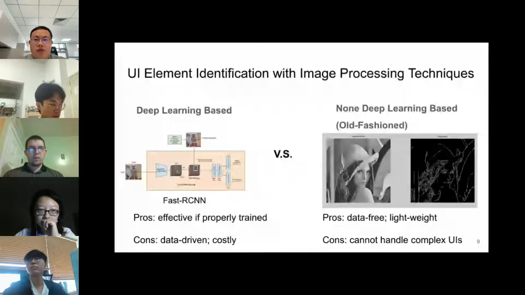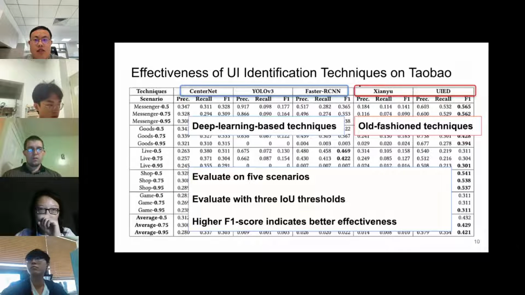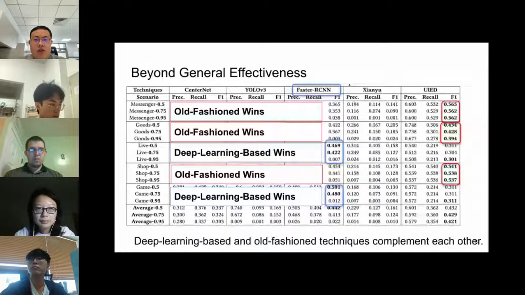We evaluate 3 deep learning techniques and 2 old-fashioned techniques on 5 scenarios on Taobao. Higher F1 score indicates better effectiveness. We found that the old-fashioned technique, UIED, outperforms others in general with the highest average F1 score. In addition to the general effectiveness, when looking into individual scenarios, we found deep learning-based and old-fashioned techniques complement each other. Consequently, we can combine them to achieve the best effectiveness at a low cost.